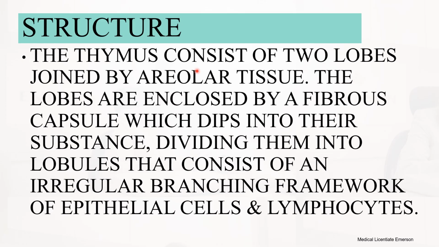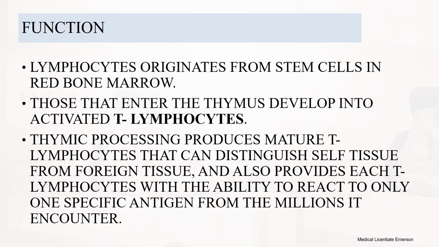Okay, then structure of the thymus. You know that the thymus consists of two lobes, like we discussed, and the two lobes are joined by areolar tissue. Then the lobes are enclosed by a fibrous capsule which dips into their substance, dividing them into lobules that consist of an irregularly branching framework of the epithelial cells and the lymphocytes.